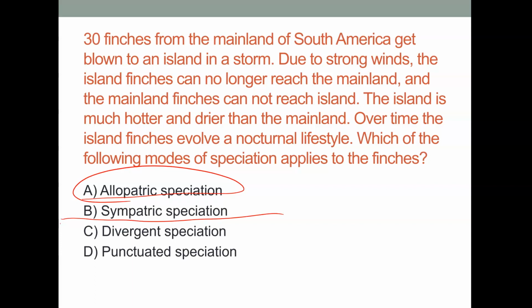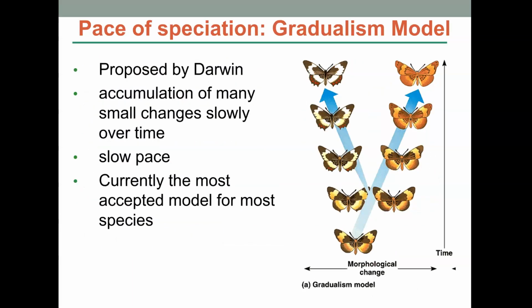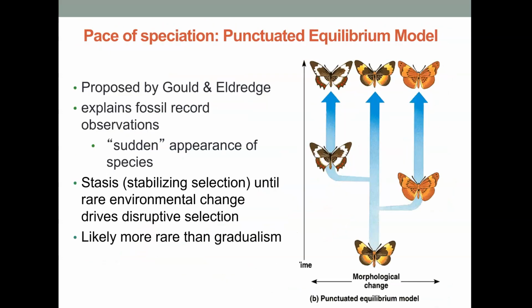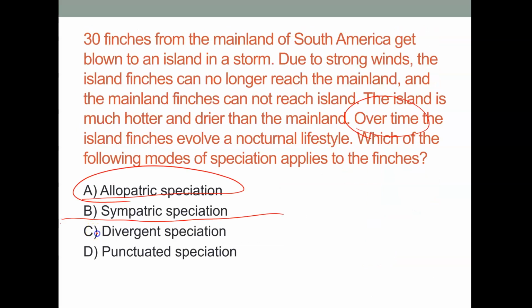But now let's look at these other two, divergent versus punctuated. Over time, the island is much hotter and drier. I think over time is the key phrase. Wait, what is divergent speciation? That's not even a thing. It's punctuated or gradual. And it wouldn't be punctuated because it happens over time. Okay, good. That confused me because I knew that these two terms were linked. A and B are two different terms, and I was like, what is going on here? Okay, so the answer here is A. There's no such thing as divergent speciation.